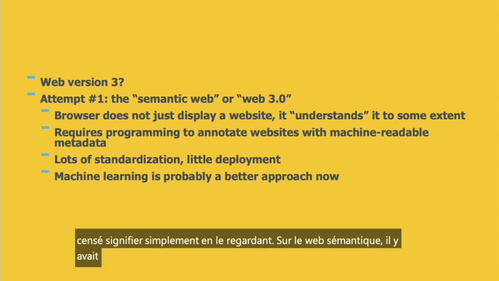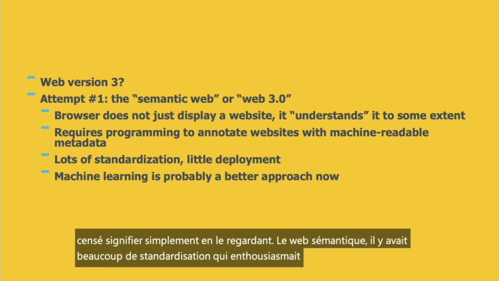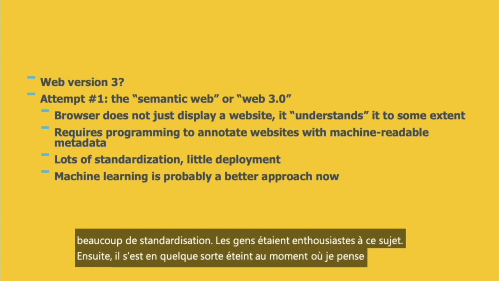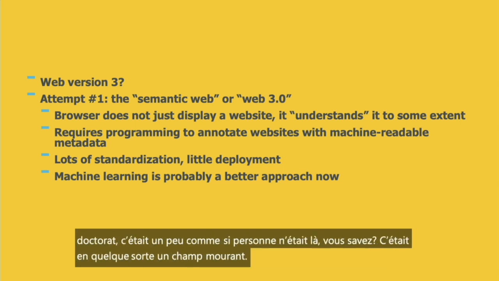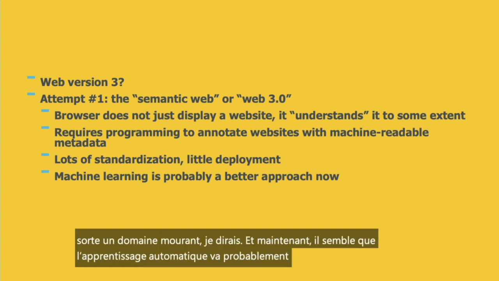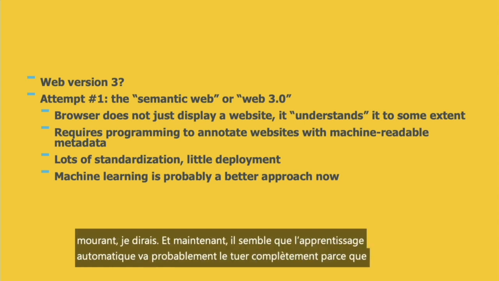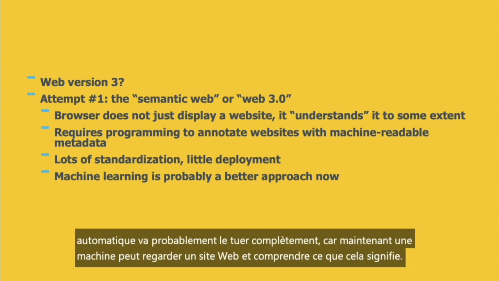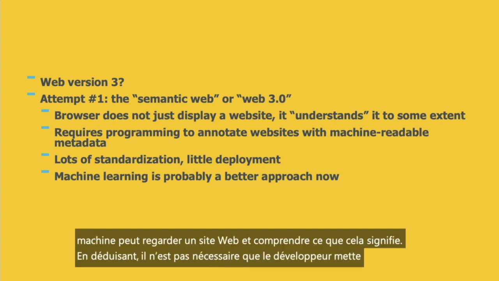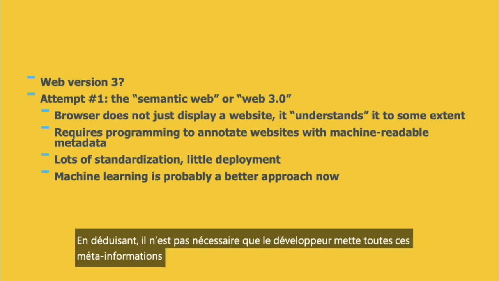People were excited about it. Then it kind of died out. By the time I was taking my PhD, it was sort of a dying field, I would say. And now it looks like probably machine learning will kill it off completely, because now a machine can look at a website and understand what it means by inferring it. It doesn't need the developer to put all this extra meta information into it. So that's probably a much better approach to doing this, okay?